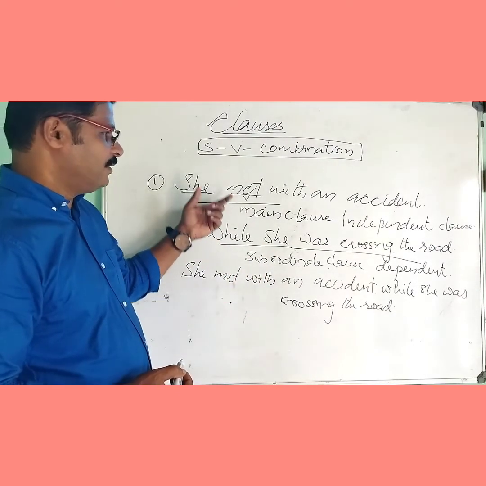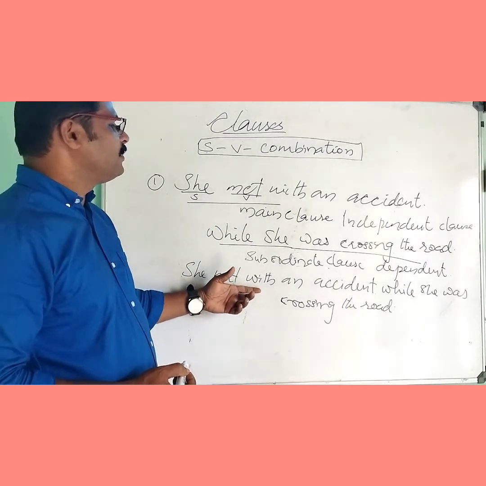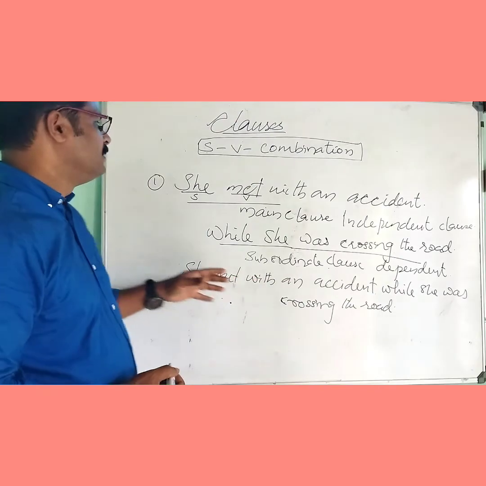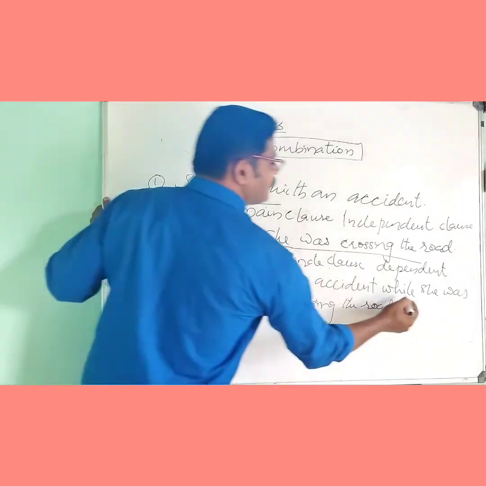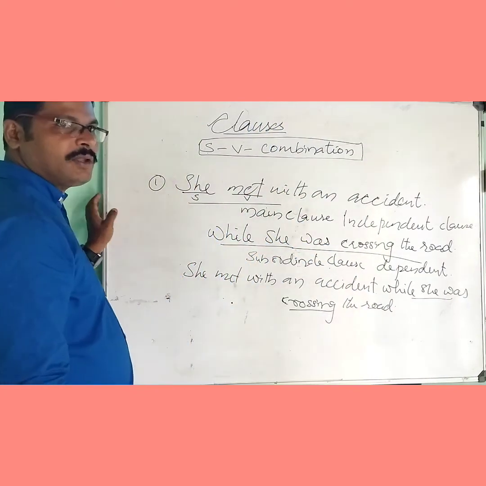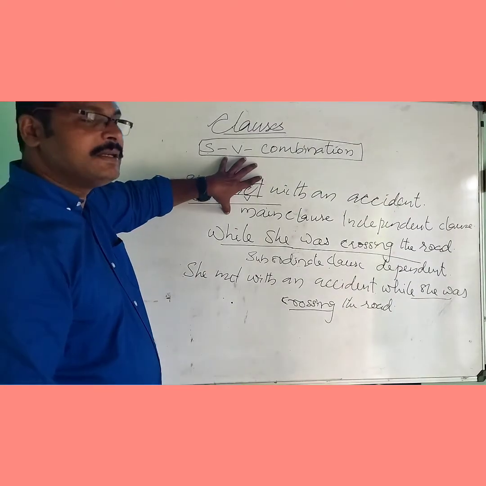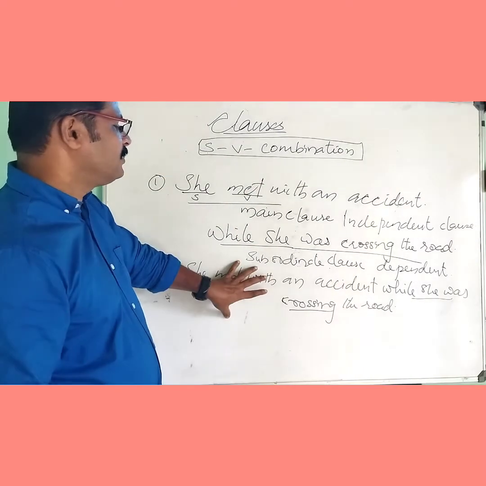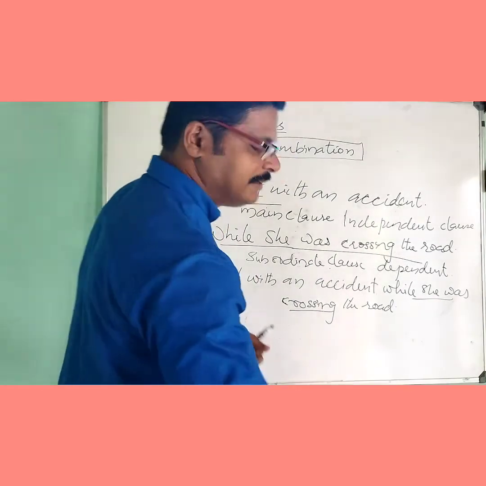Main clause or independent clause, subordinate clause or dependent clause. See, in both cases, including while she was crossing the road, there is subject and verb cooperation, but in the main clause it has a complete meaning. The subordinate clause depends on the main clause for making the meaning complete. Let us see another example.